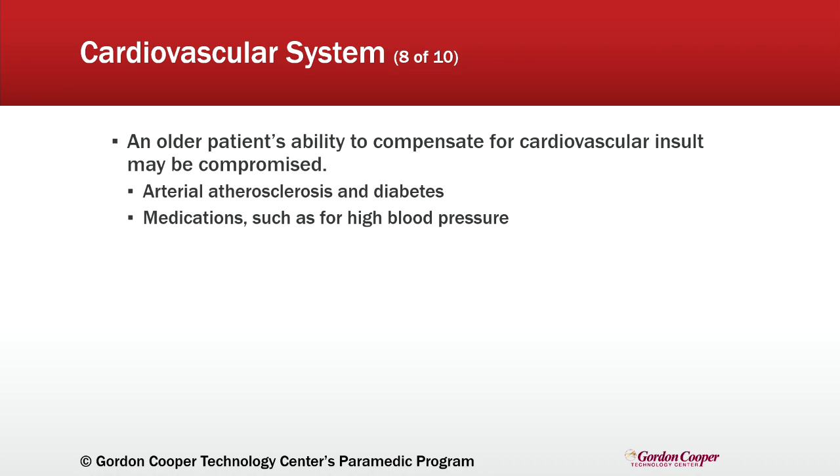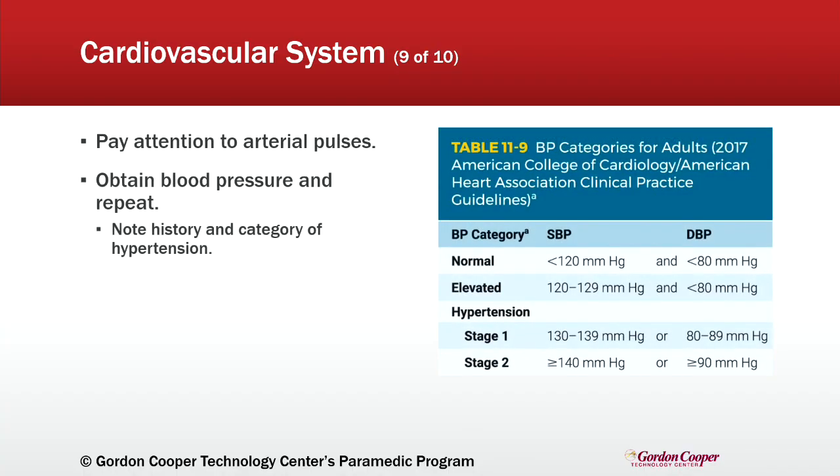Older patients' ability to compensate for cardiovascular insult may be compromised by existing conditions like arterial atherosclerosis, diabetes, as well as some of the medications that they take, especially those for high blood pressure, or rate controlling medications that might prevent their body from responding to a drop in blood pressure, so they can't compensate.